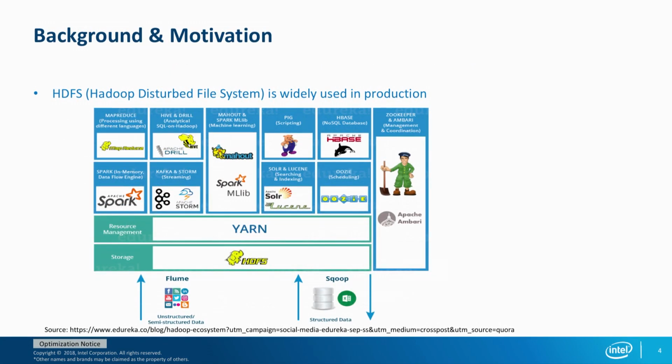So I think people here know pretty much about HDFS. It's a main component of Hadoop, and it's a very important part of the Hadoop ecosystem. Actually, we have a lot of choice for resource management, for example Kubernetes and Mesos, but we don't have too much choice for file systems.